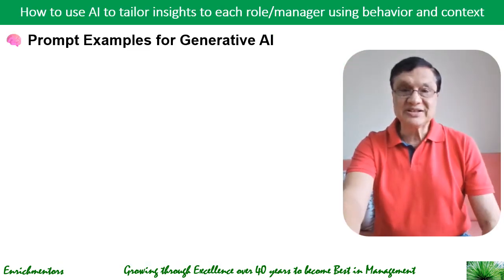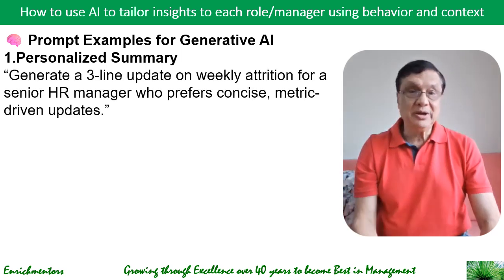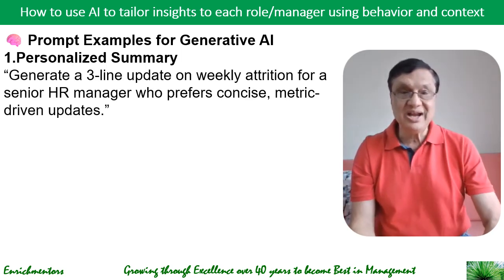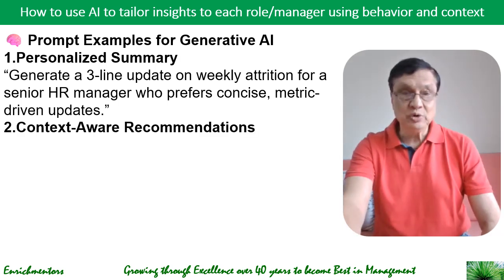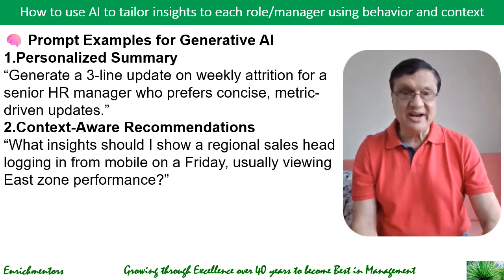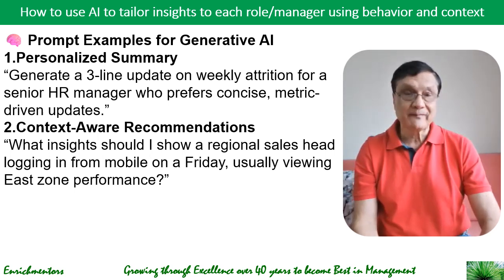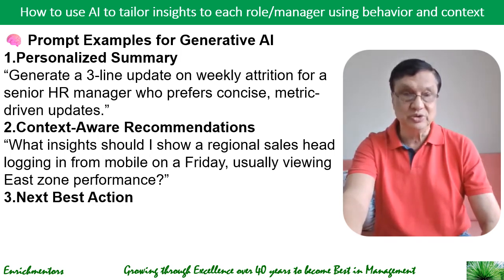Take a look at the prompt examples for generative AI. For a personalized summary, you could give a prompt like: generate a three-line update on weekly attrition for a senior HR manager who prefers concise, metric-driven updates. And that could be one way. Second could be a context-aware recommendation insight prompt for that: what insight should I show a regional sales head logging in from mobile on a Friday, usually viewing East Zone performance? So that's a context-aware recommendation that you ask the generative AI to produce.